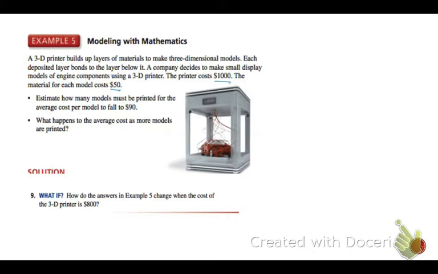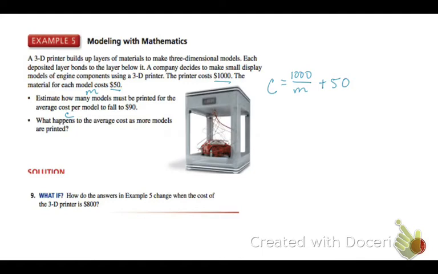So for average cost, we can let C stand for that, and the number of models would be M. So our equation would be the average cost, C, equals the cost of the printer divided amongst the models, because it's an average, plus that $50 tacked on for each model.